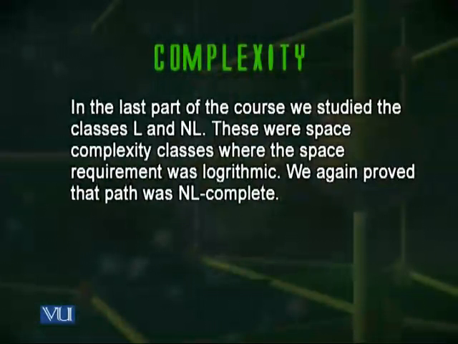In the last part of the course, we studied the classes L and NL. These were space complexity classes where the space requirement was logarithmic, and once again we proved that one particular problem called PATH was NL-complete. However, this time we used a different reducibility, namely log space reducibility. Well, the reason for using log space reducibility was that the classes L and NL are already inside P. And now what we want to do is compare L with NL.